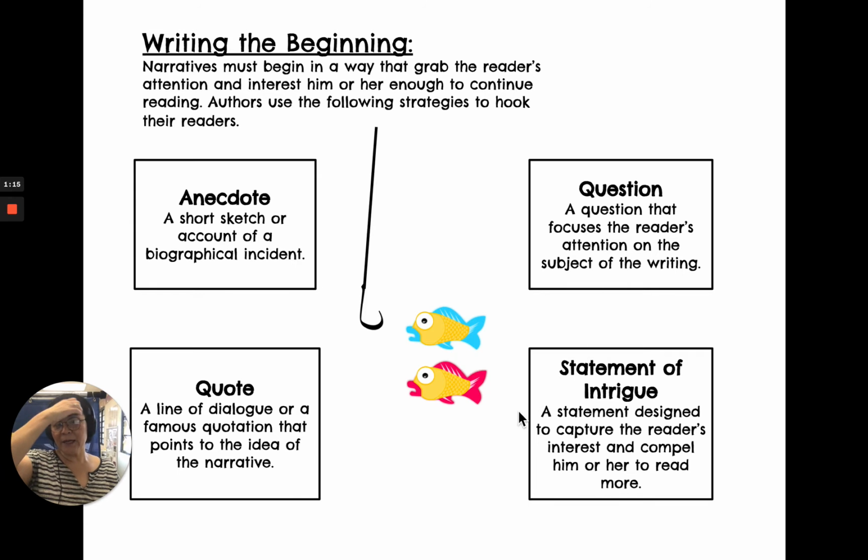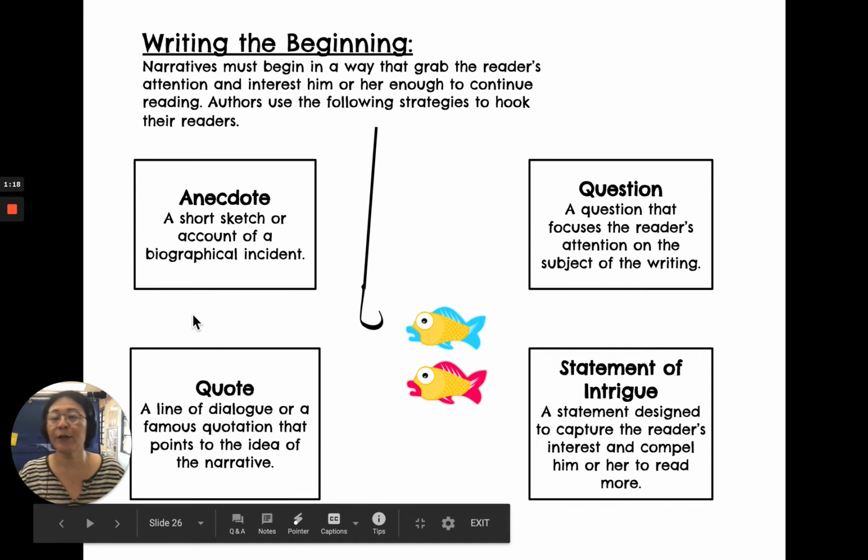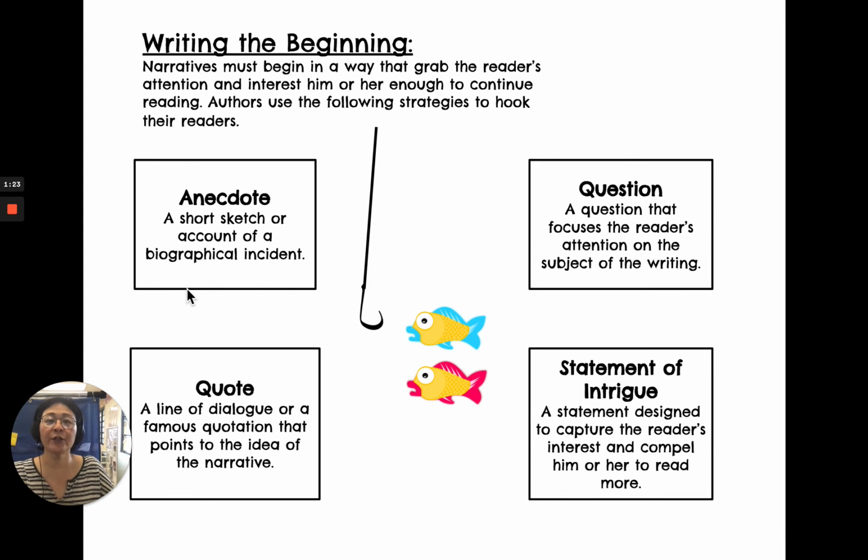So these are 4 ways that authors try to hook their reader into continuing reading, being interested enough in the hook to keep going. One way of starting your narrative is starting it with an anecdote, which is a short sketch or account of a biographical incident. Another way of writing a beginning would be a question, and it would be a question that the narrator, the writer, poses. It's a question that focuses the reader's attention on the subject of the writing.